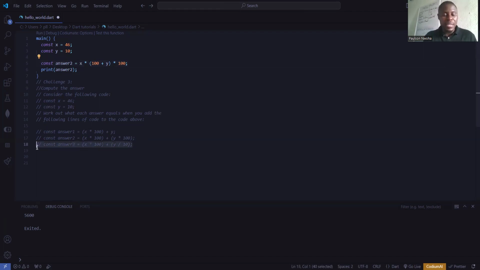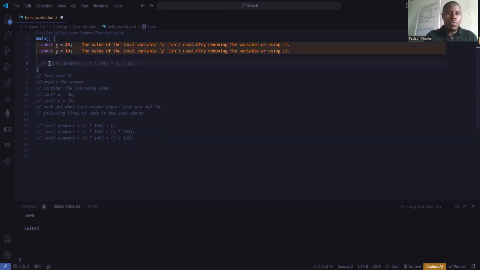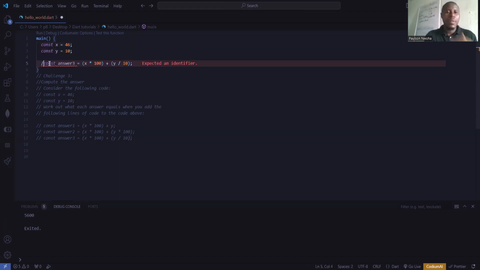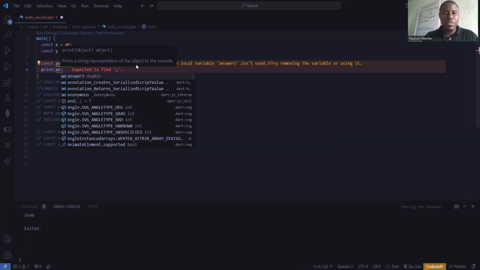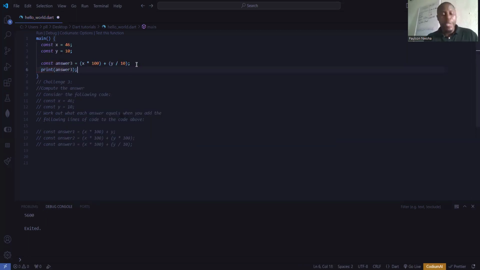So let's try the answer 3 as the third statement and see what we have. Okay. So I would remove the comment. So here we are having almost the same thing with the previous one. Okay, we are using parentheses to actually segment what we want there. So answer 3 will give us S times 100, which will be, of course, 4,600. Y divided by 10, which will be 10 divided by 10, will give us 1. So 4,600 plus 1 will give us 4,601.